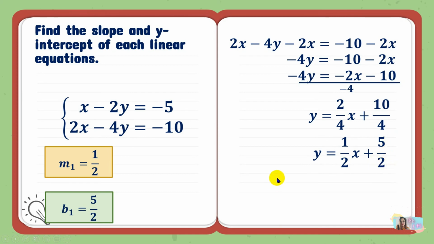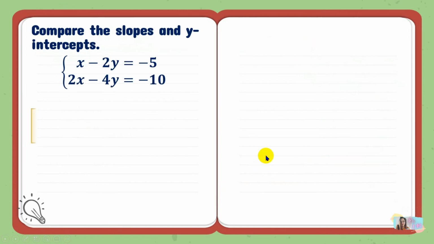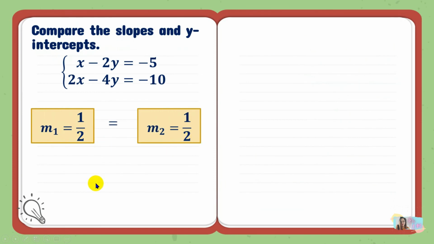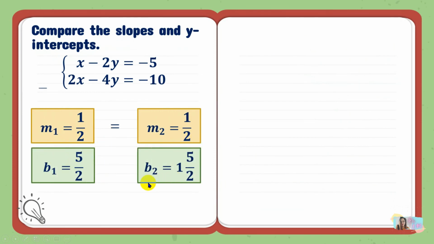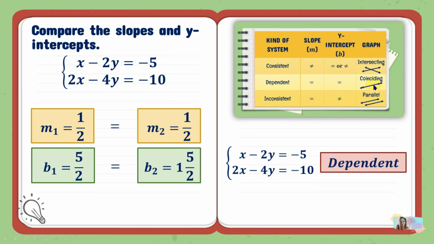And for the second slope, it is also 1 half, and for the second y-intercept, walang iba kundi 5 over 2. So, if we're going to compare that, ang slope natin ay equals at ang ating y-intercepts ay equals. And ano po yung kind ng system na may equal slopes and equal y-intercepts? That is dependent system. Okay? And we expect na ang graph nila ay coinciding or iisang linya lang ang dadaanan, iisang mga sets of points lang ang dadaanan. And again, that is dependent system of linear equation.